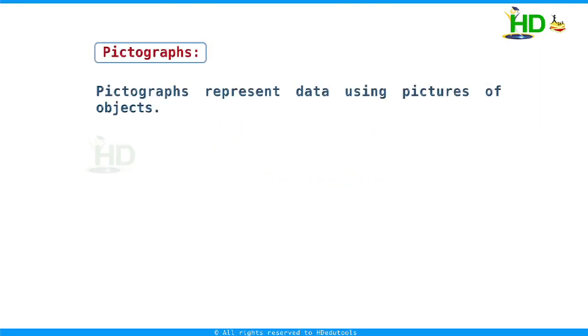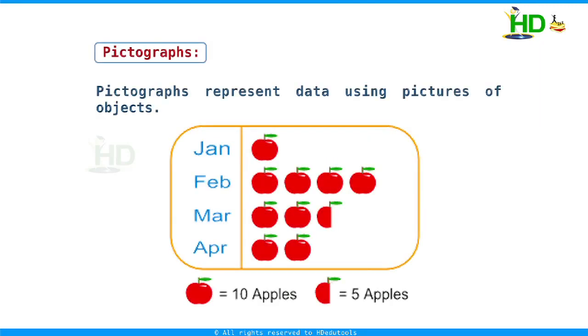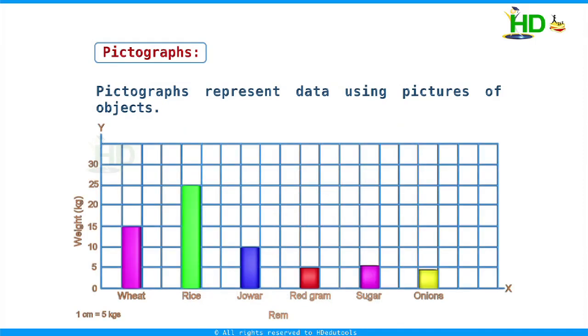Now we discuss the different methods to present data. Already we learned how to present data in bar graphs and pictographs in previous classes. A pictograph represents the data using pictures of the objects, but presenting data by a pictograph is a time-taking process. A bar graph helps in presenting data much more easily.